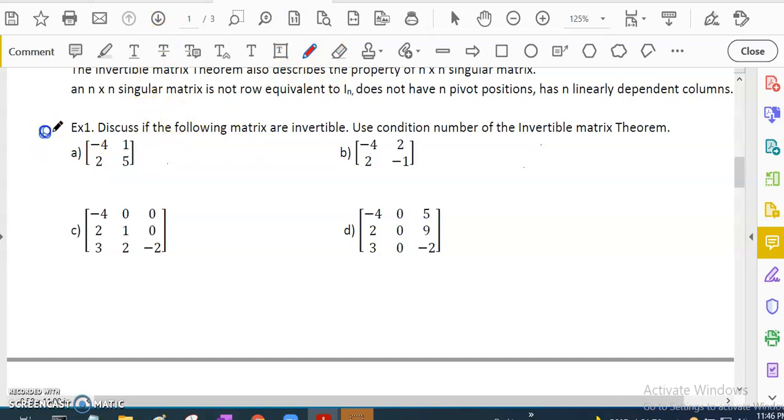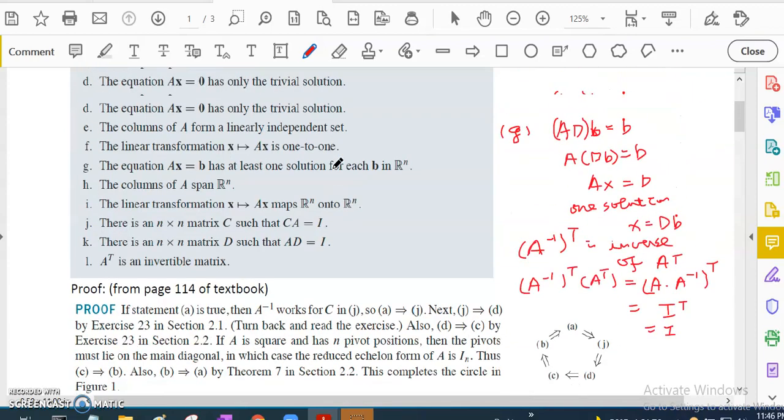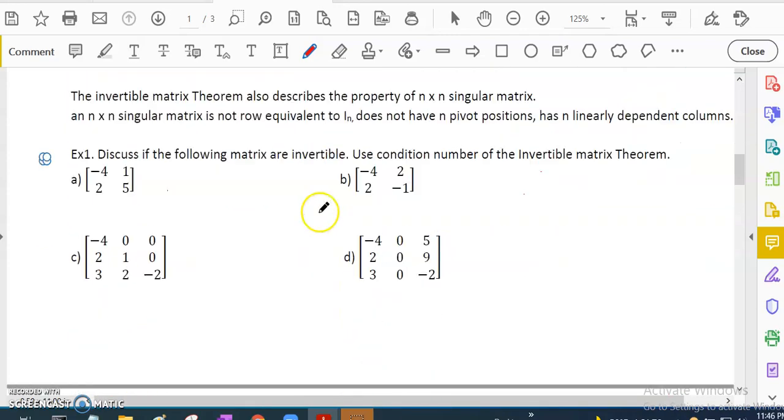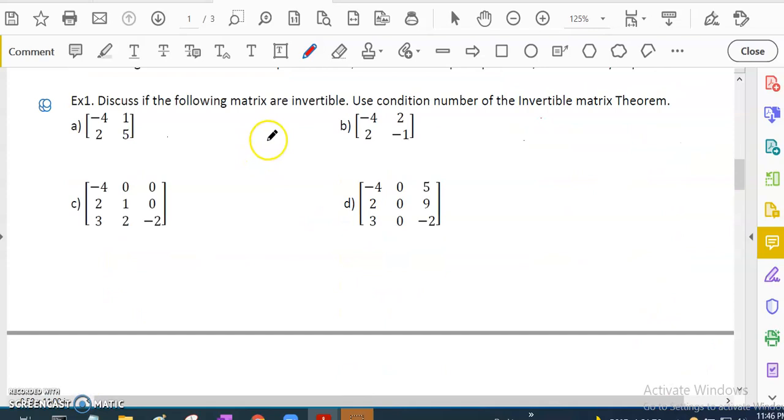If someone gives us a matrix and we just want to know if it's invertible or not, or if there is a transformation based on a standard matrix like this and we want to know if it's onto or if it's one-to-one, then we can use the invertible matrix theorem to prove it too. Okay, so let's look at matrices someone gives us and discuss whether they are invertible.